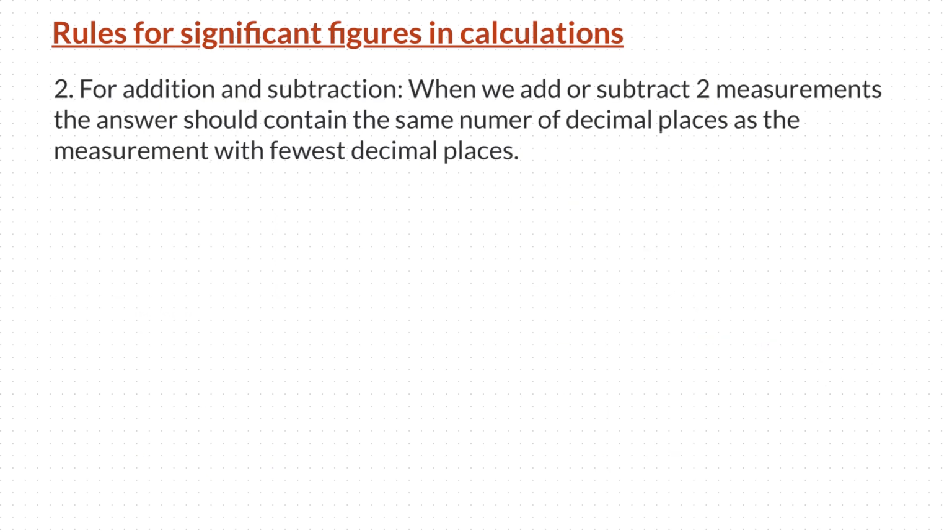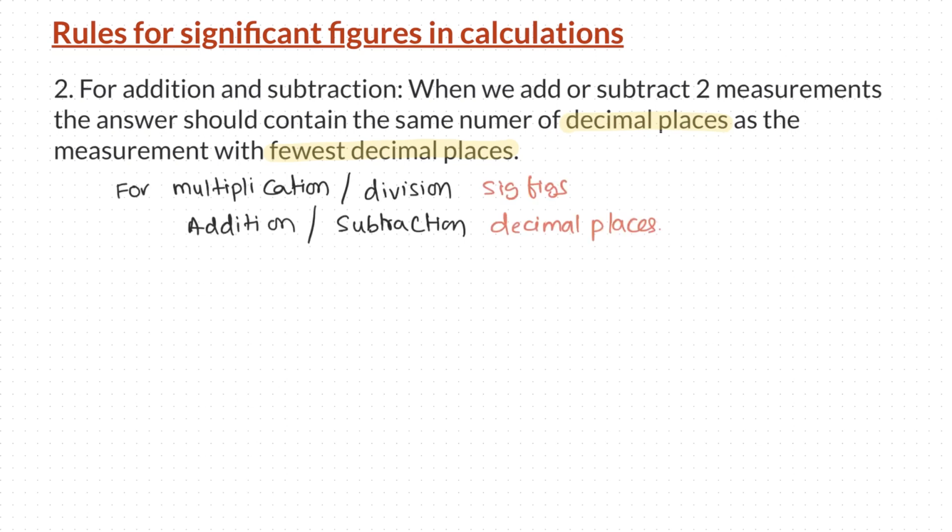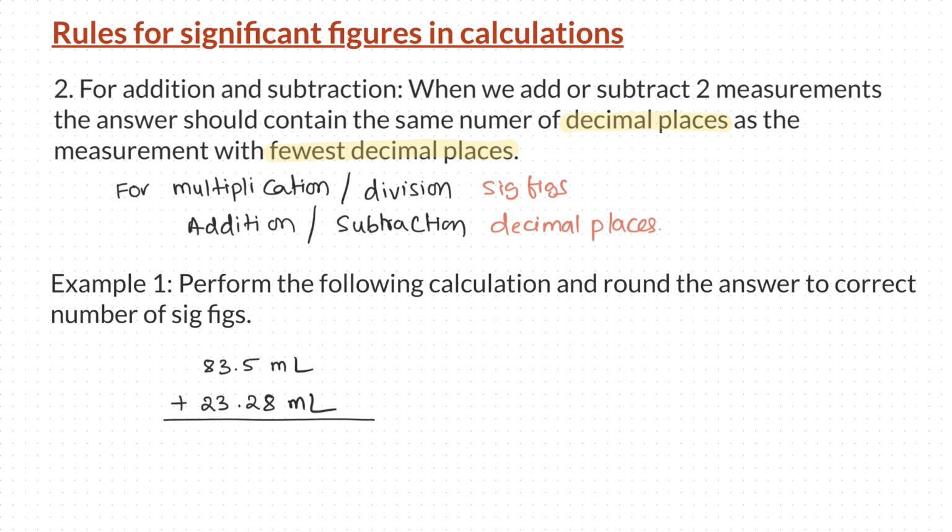The rule for addition and subtraction. When we add or subtract two measurements, the answer should contain the same number of decimal places as the measurement with fewest decimal places. Just remember that we look at significant figures for multiplication and division and decimal places for addition and subtraction. Let us do an example.